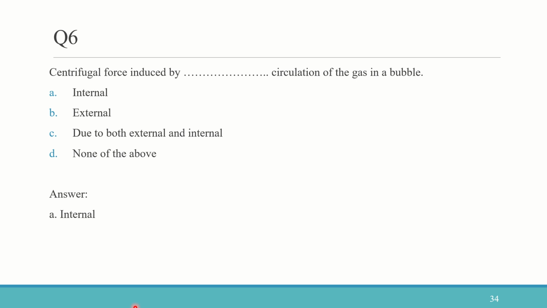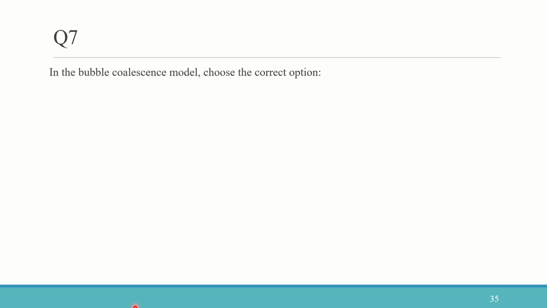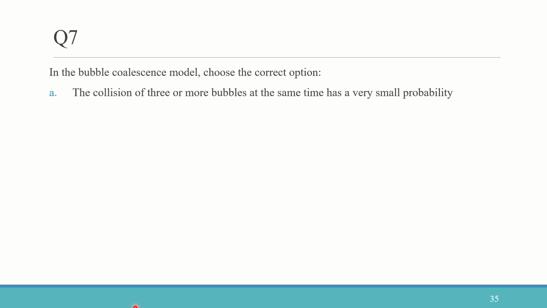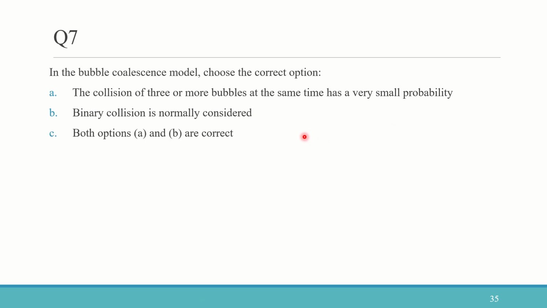So that is question 6. In question 7, in the bubble coalescence model, choose the correct option. Option A, collision of 3 or more bubbles at the same time has a very small probability. Option B, binary collision is normally considered. Option C, both options A and B are right. Option D, only option A is correct.